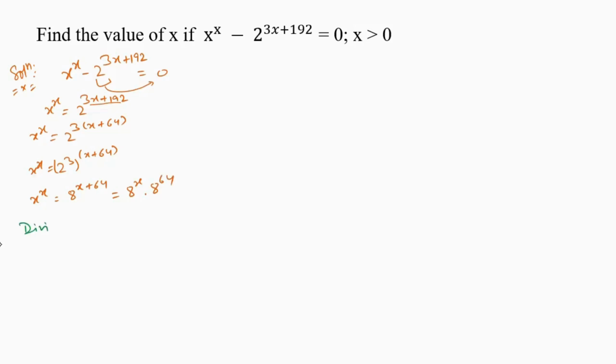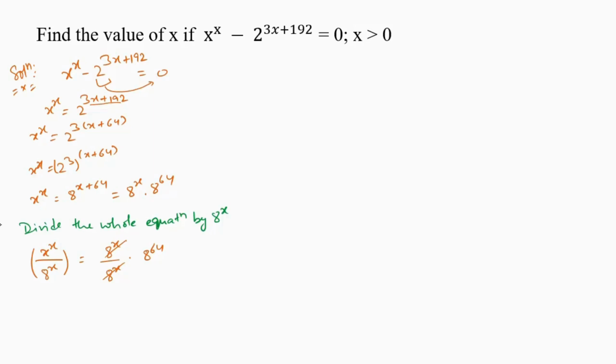Divide the whole equation by 8 raised to power x. We get x raised to power x over 8 raised to power x on left hand side, and on right hand side we get 8 raised to power x over 8 raised to power x times 8 raised to power 64.